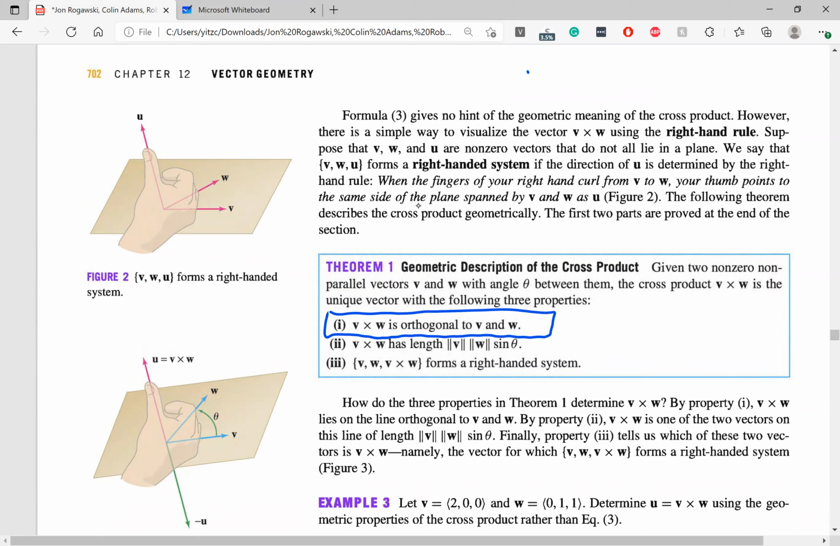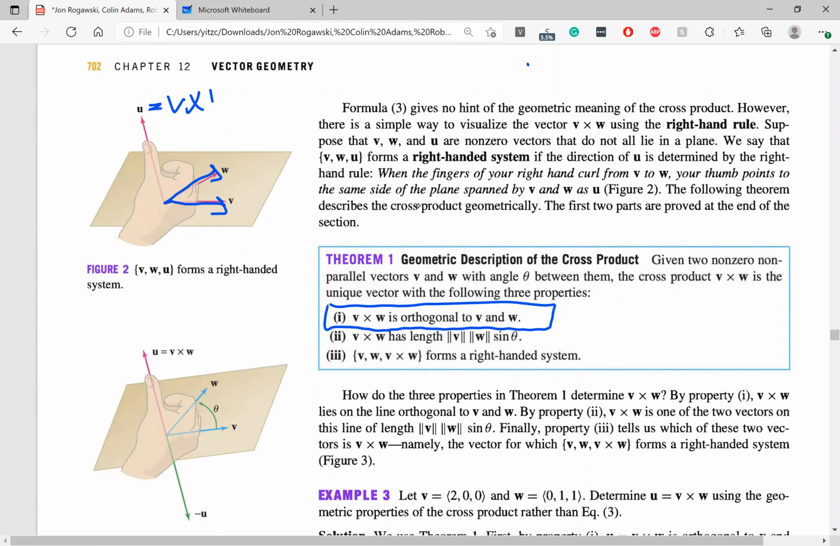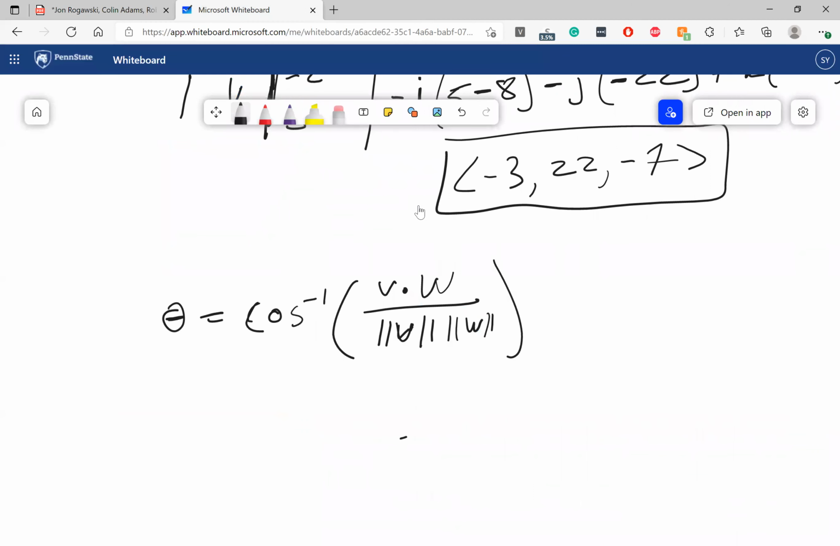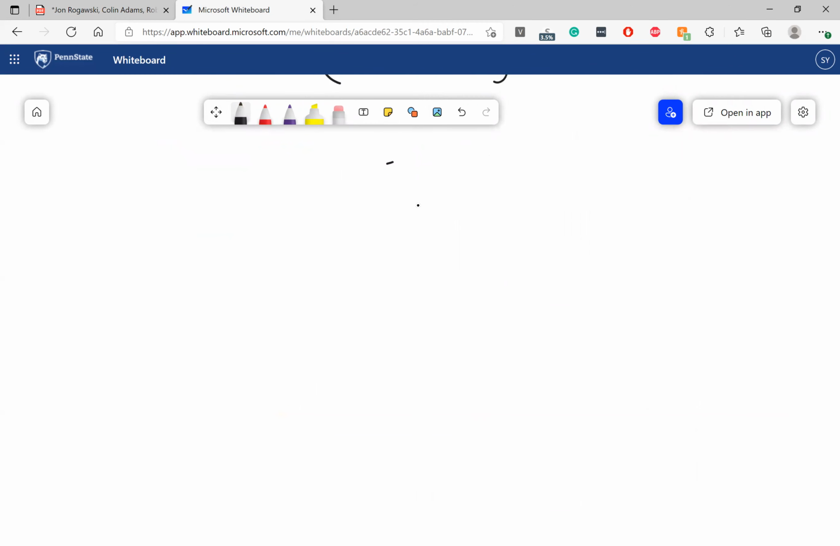And that you can see in this picture. Here's V, here's W. U over here is V cross W, and it's orthogonal to V and W. Now, if it's orthogonal, it can either be going in this direction or it can be going in this direction. And sometimes we would like to know exactly which direction it's going in.